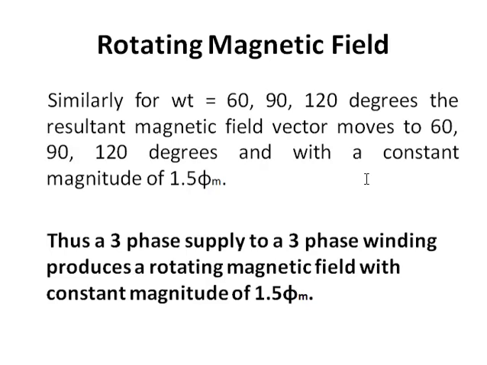So thus it proves that a three phase supply to a three phase winding produces a rotating magnetic field with a constant magnitude of 1.5 phi m. And this is a very, very important concept and a very important question as well.